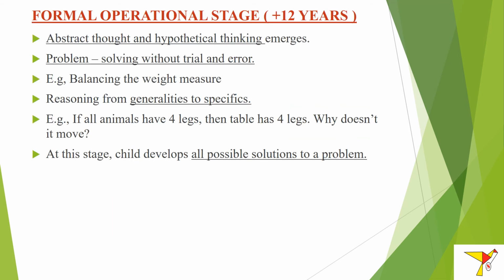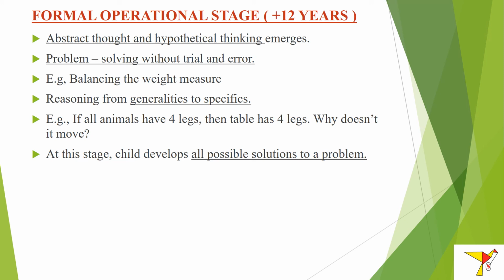Next and last stage is the formal operational stage. Children about 12 years belong to this stage. At this stage, abstract thought and hypothetical thinking emerge. Also, problem solving ability without trial and error gets developed. For example, in the concrete operational stage, a child doesn't know how to balance a weight without the trial and error method. But in the formal operational stage, he can do it.